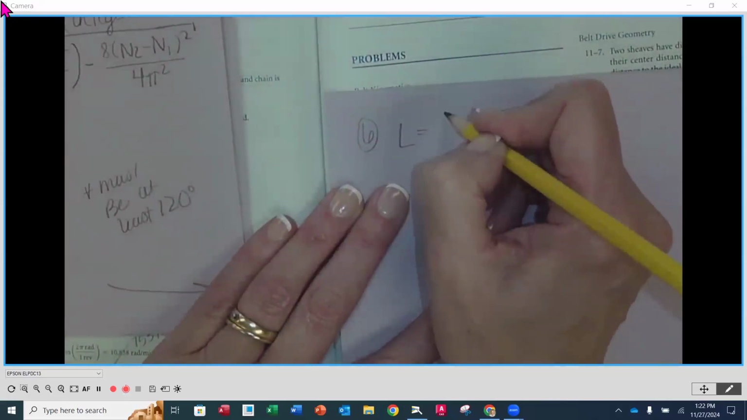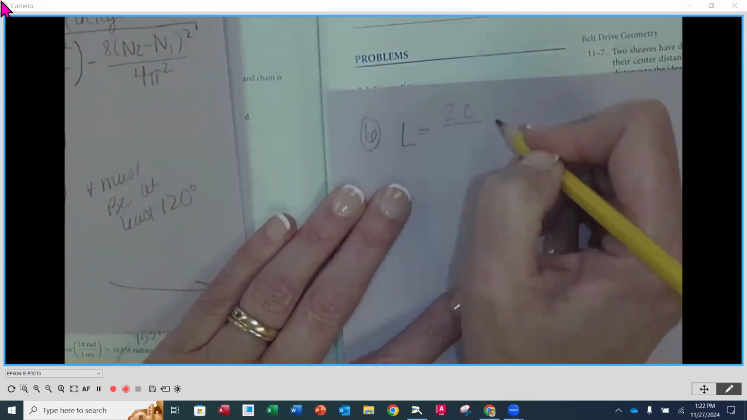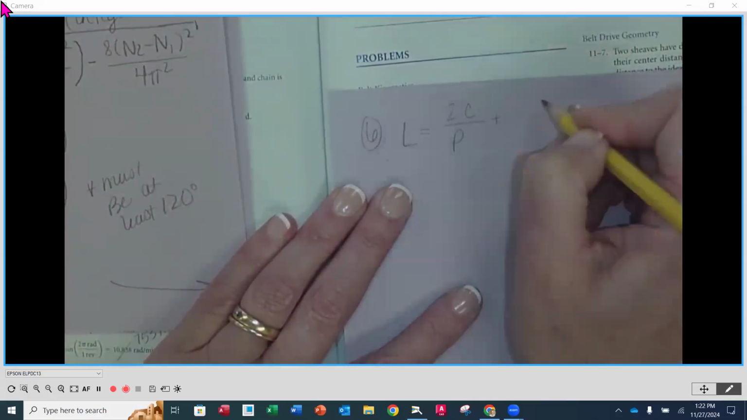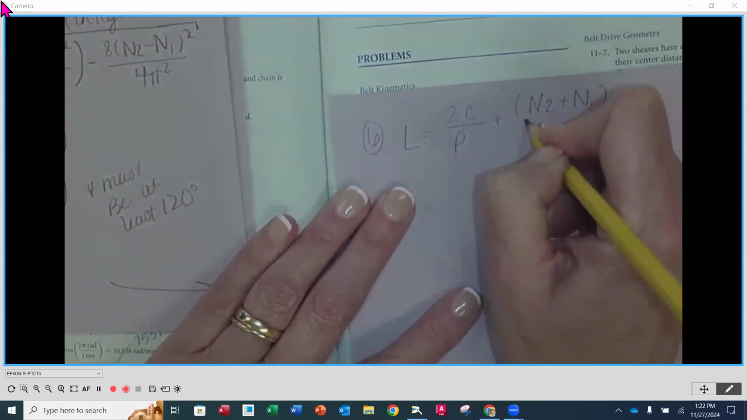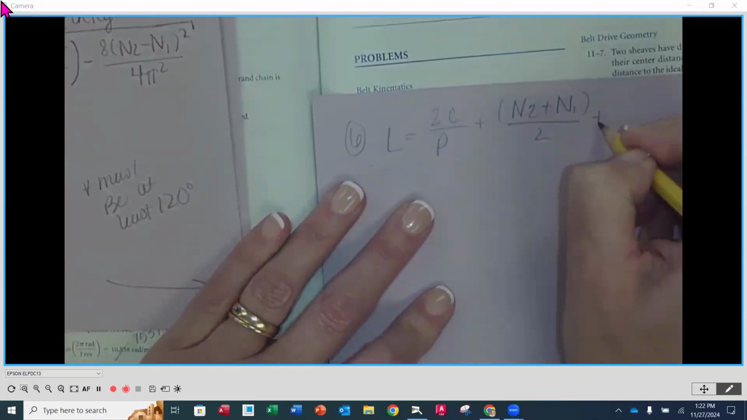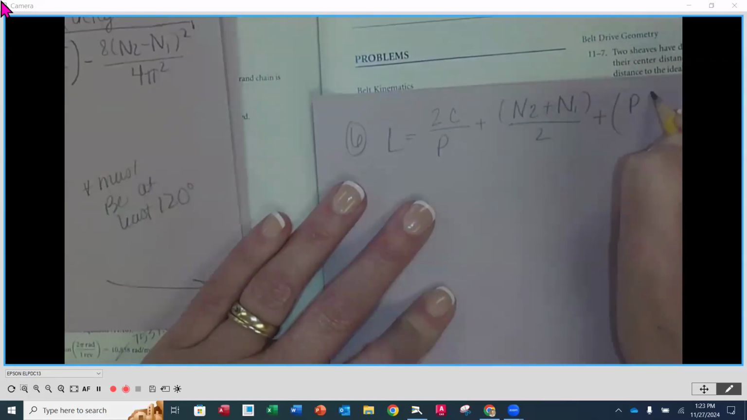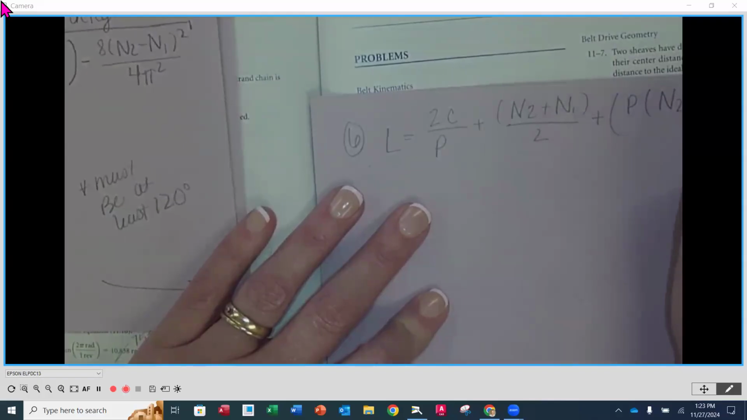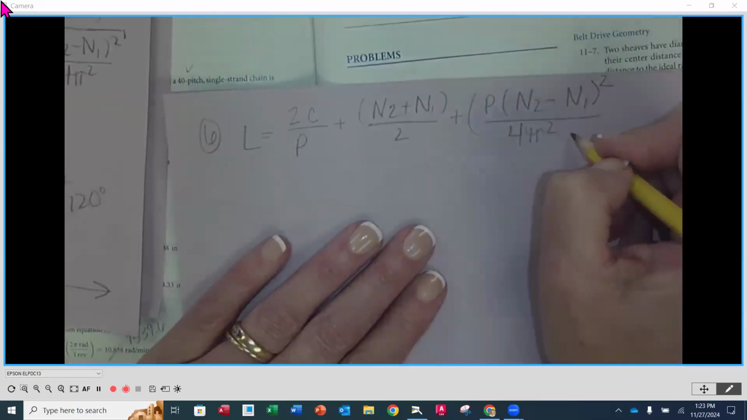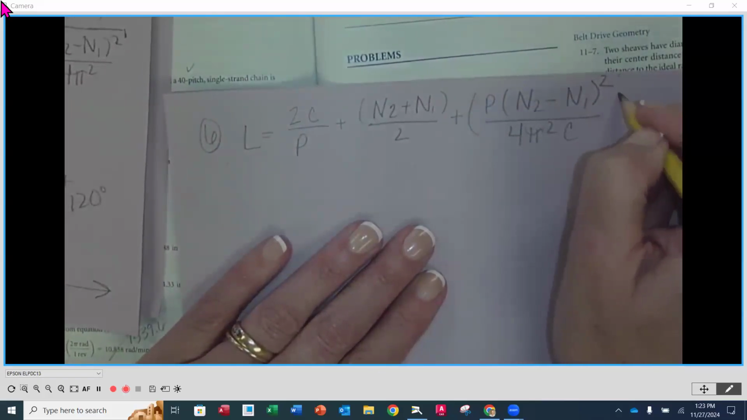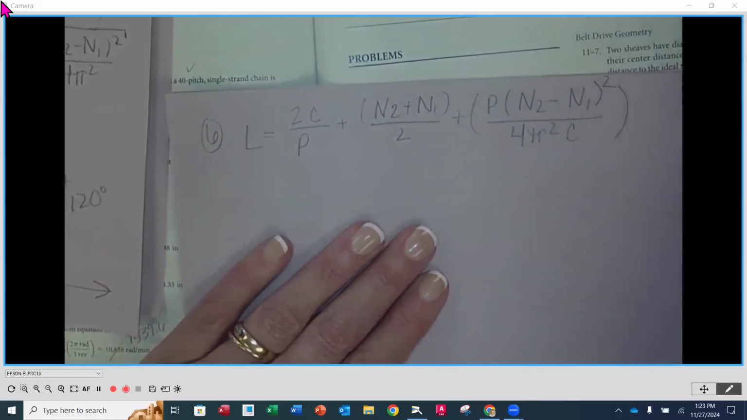L is going to be equal to 2 times C divided by P plus N2 plus N1 divided by 2 plus P times N2 minus N1. We have to square that value. And the trick here is to remember to do these squares, especially the square of the pi in the denominator of that last part.